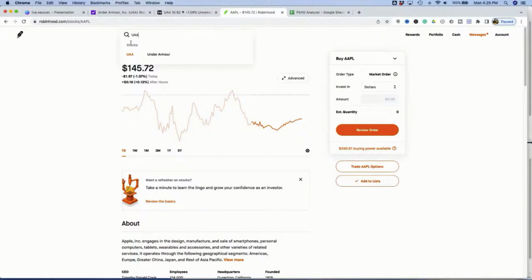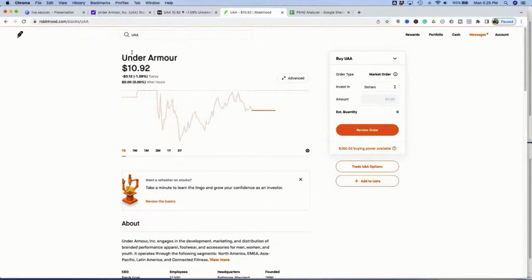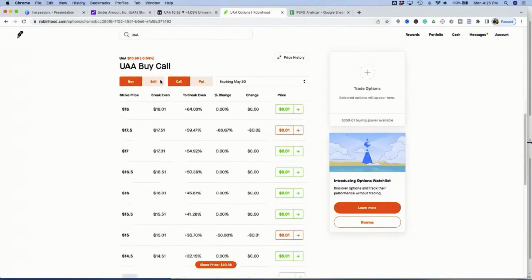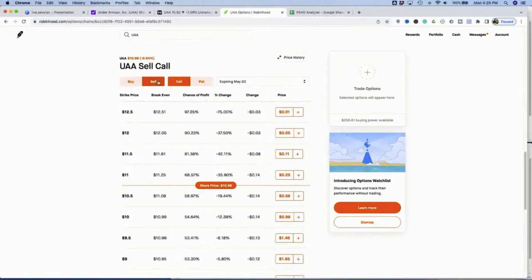So I'm going to put in the symbol UAA for Under Armour, and we can see that it's trading at $10.98 in the after hours. And I'll press here where it says Trade UAA Options. So press that. And now I'm interested in selling a covered call. And I'm going to pick an expiration date. Let's go out a couple weeks. I'm going to say June 3rd.